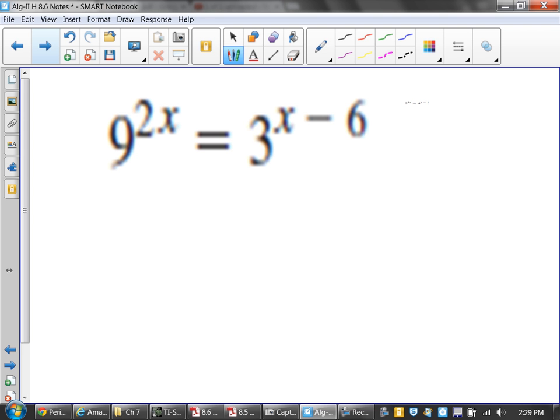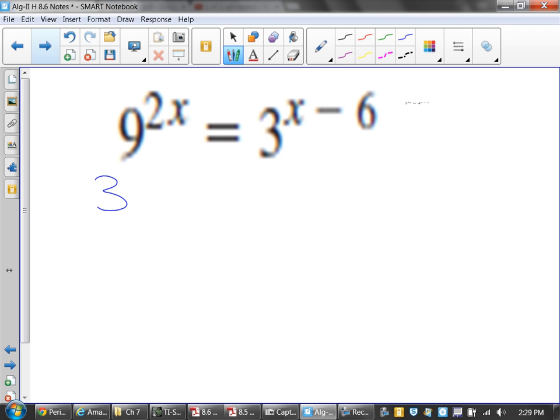So how do I rewrite 9 in terms of a base 3? 3 squared, good. So when I rewrite this as 3 squared, I get 3 to the 2 times 2x is equal to 3 to the x minus 6. What log base do I have to do to both sides? Base 3, right? And what happens to my exponents? They drop. I get 4x equals x minus 6.